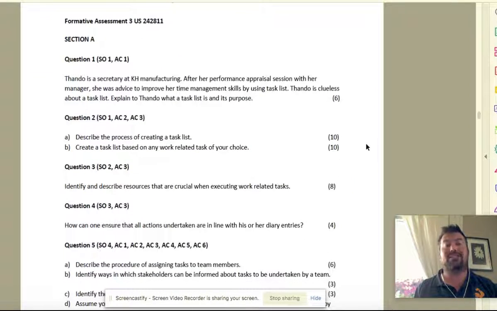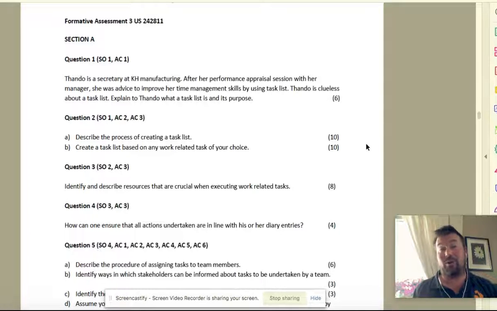Then formative assessment 3. So this is the third block that we looked at, the third set of unit standards. So let us go there. So question number 1. It talks about Tando. Tando is a secretary at KH Manufacturing. After her performance appraisal session with her manager, she was advised to improve her time management skills by using a task list. Now, Tando is clueless about a task list, so you need to explain to Tando what a task list is and what its purpose is.